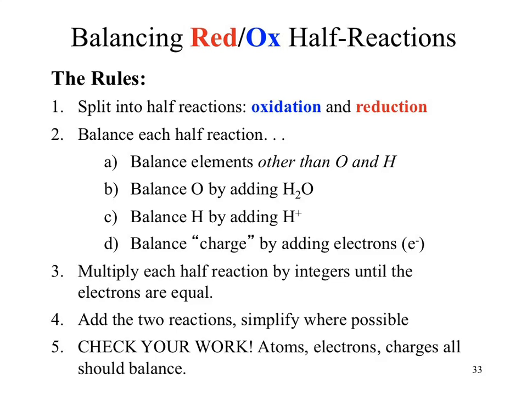Balancing your half reactions, it helps to split them into the half reactions first when you go through to balance your redox reactions, so split them up. Balance the elements other than oxygen and hydrogen, then balance your oxygen by adding water, then balance your hydrogen by adding H+, then, like we've already addressed when we did the electrolysis question earlier today, then you can balance the charge by looking at your electrons.